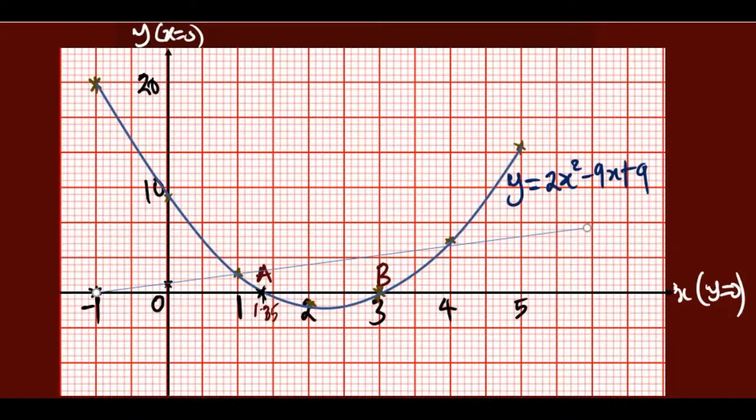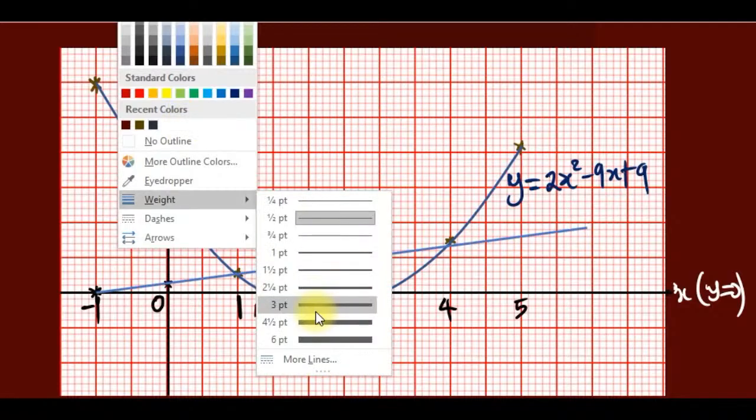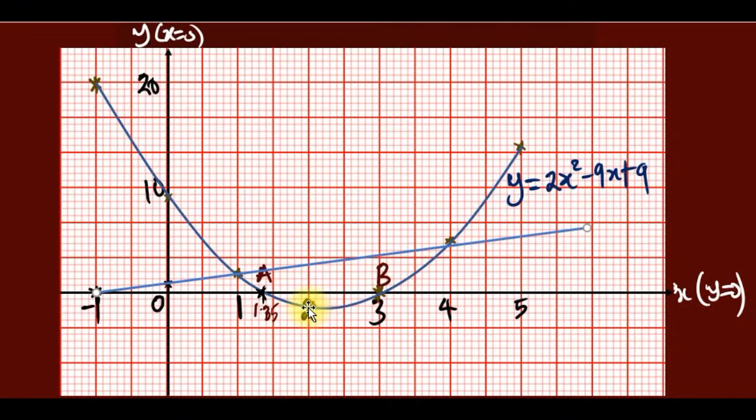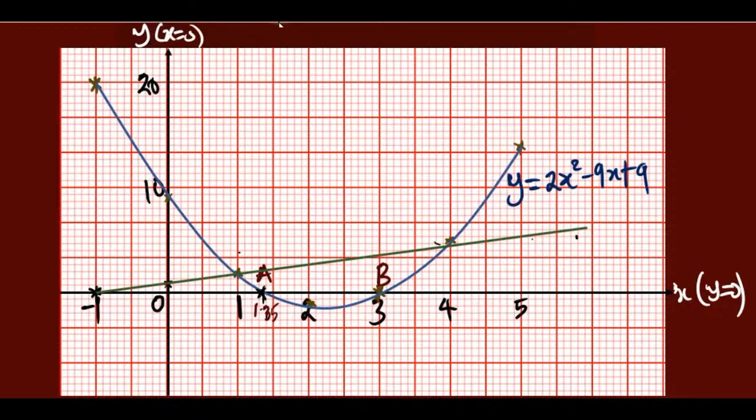Okay, let's change the thickness. So let's check the color. So let's label. We have, this is y equal to x plus 1.